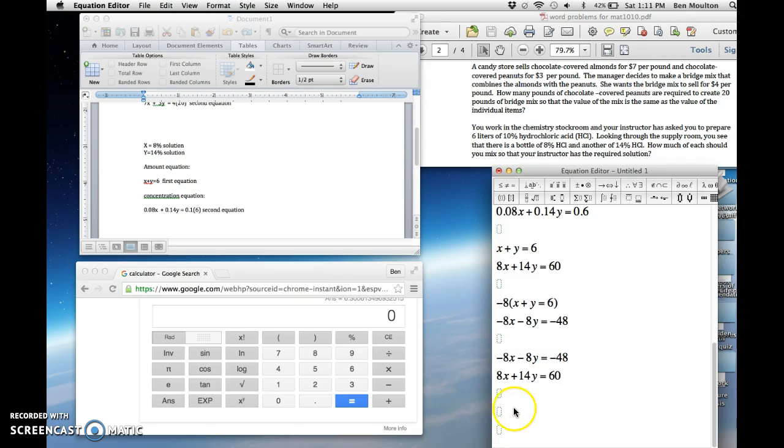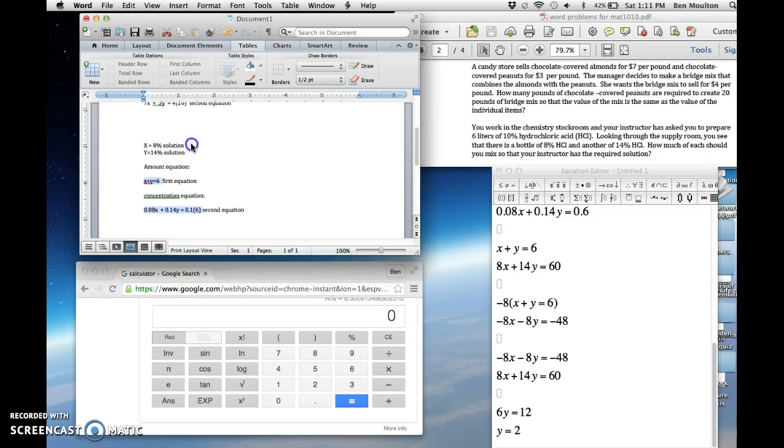Okay, so we'll go ahead and add these guys together. Looks like I'm going to lose my x value here. Negative 8y plus 14y is going to be 6y equals 60 minus the 48. That's going to be 12. And when you divide by 6, we're going to find out that y equals 2. So our 14% solution is going to be 2 liters at 14%.